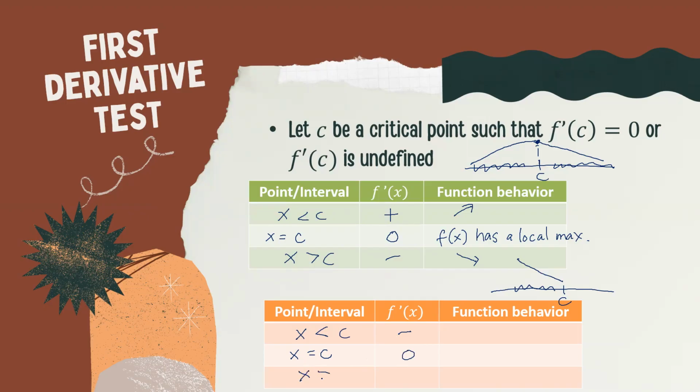Tapos paglampas niya ng c sa x greater than c, dito tayo sa interval na to, say this f prime of x is positive, that means magiging increasing yung function natin. So that means at x equals c, f of x has its local minimum value. Okay, so dito decreasing muna, tapos bago siya mag-increase, so f of x has its local minimum value.